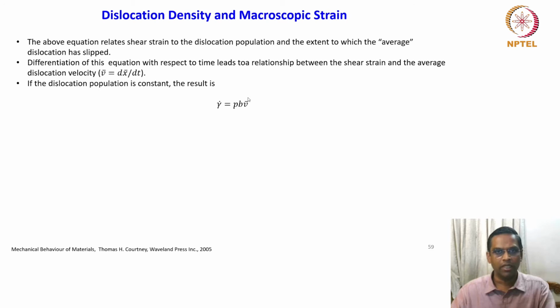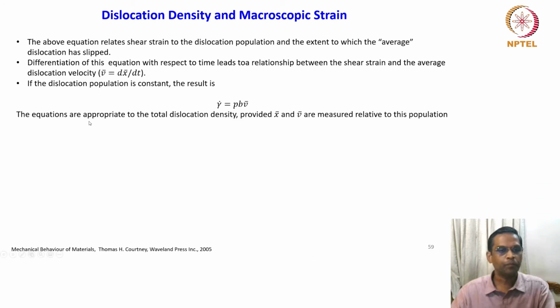So what we have now looked at are the equations that are appropriate to the total dislocation density, provided x bar and v bar are measured relative to this population. So all these equations are valid for a total dislocation density. It's not pertaining to any particular type of dislocation. It is a macroscopic strain. Just to give you an idea of what the connection is between the dislocation density and the macroscopic strain. That is another fundamental aspect, and that's why I wanted to discuss this.